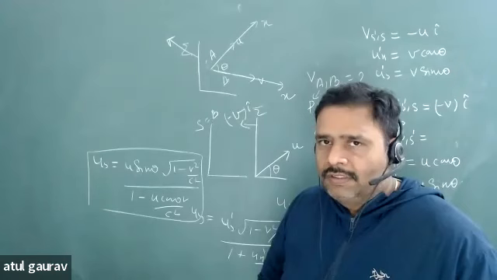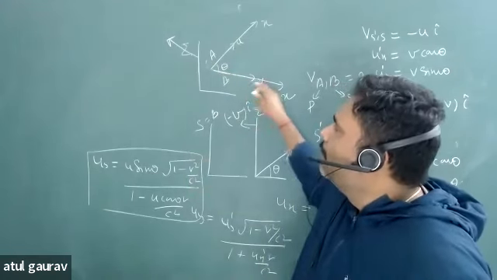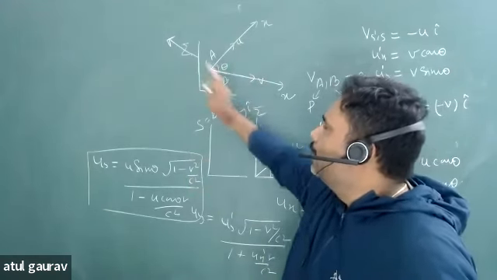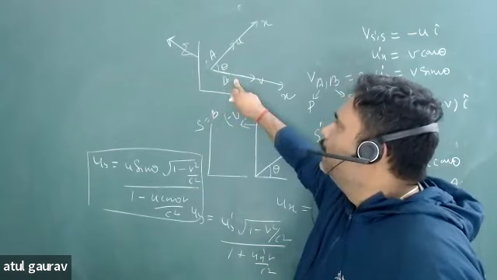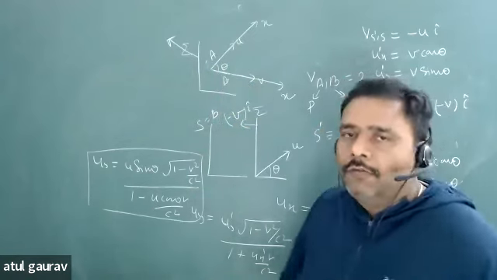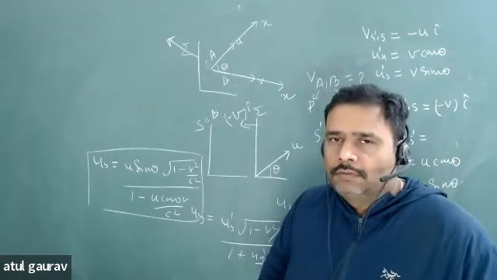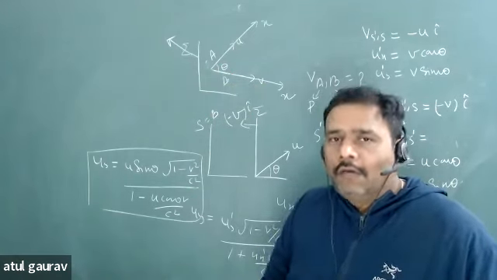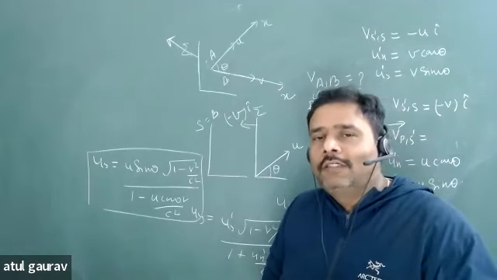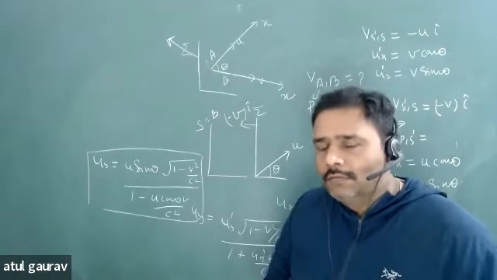So when you are sitting on sigma, this angle is theta. Now you are sitting on B, so what will be velocity of B with respect to you? If you are sitting on B, what will be velocity of B with respect to you?